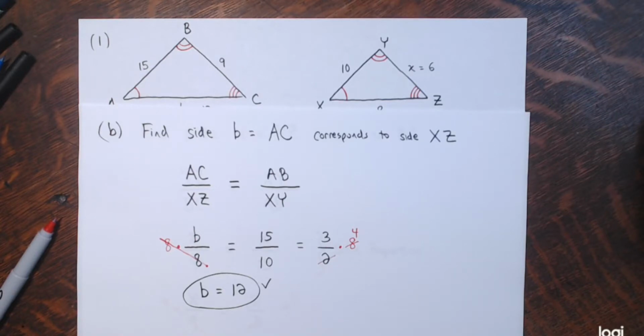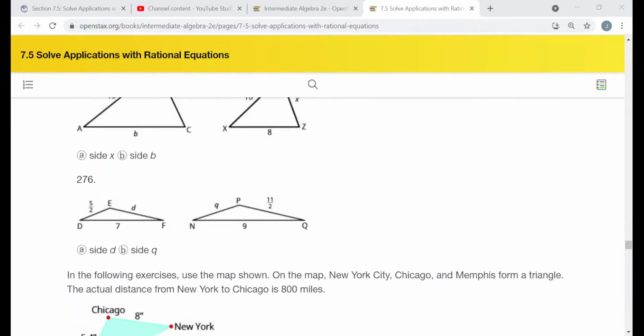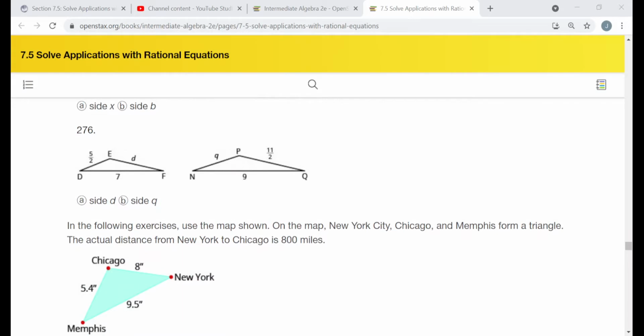All right. So I'll go over the next examples a little more quickly. I'm not going to be drawing pictures anymore. I'll just show you the picture on the website. Okay, so next example, example 2, which is exercise 276 here.